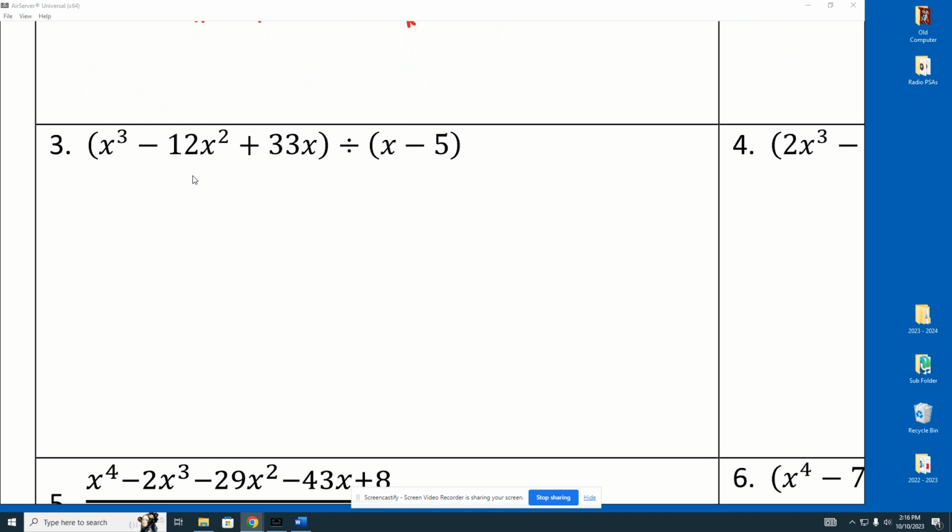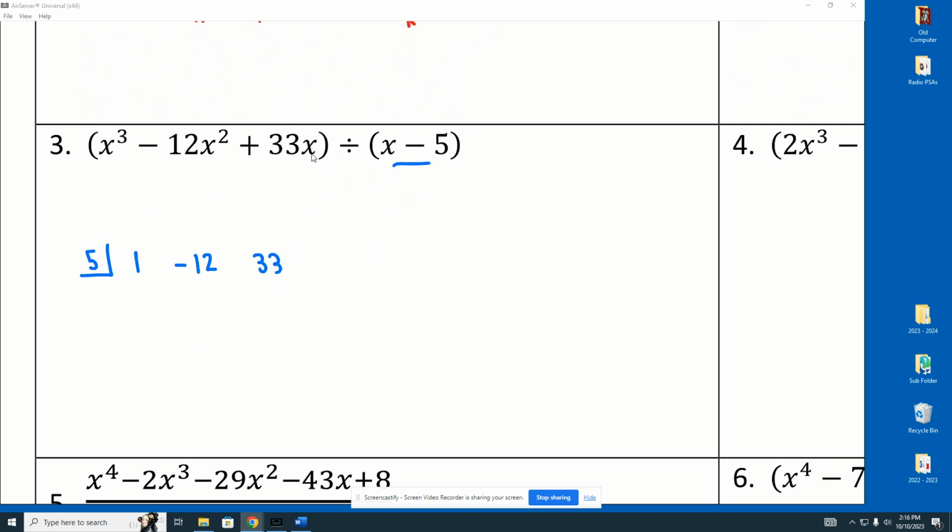First, remember, if your divisor is x minus 5, what goes in the box? 5. 5 goes in the box. And my biggest exponent is x cubed. X cubed's coefficient is 1. Then we work our way down. After x cubed, you have x squared. I've got that, negative 12. After x squared, you got x. I've got that, 33. And a lot of people stop there, and you can't stop there.